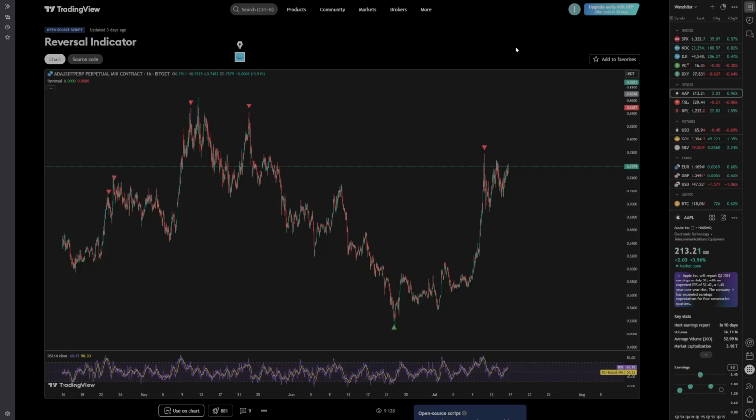No indicator is perfect. And this one is no exception. It works best in volatile, ranging, or mean reverting markets, when price tends to bounce between levels. But it will give false signals during strong trends, especially if you ignore the EMA filter. That's why we always recommend using a stop loss and proper risk management. We'll go deeper into that in another video.